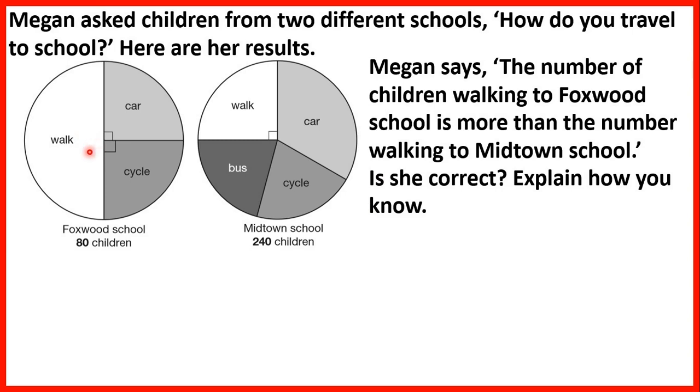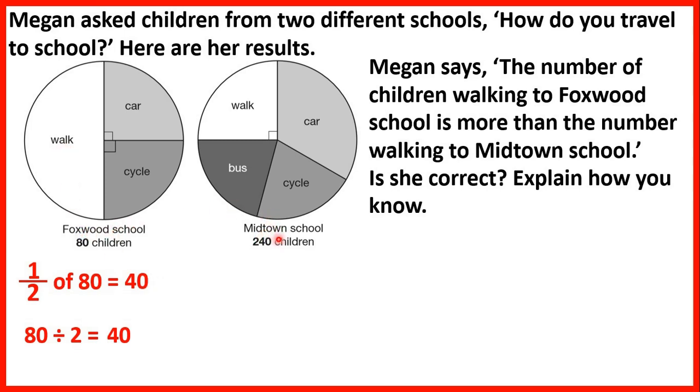Well, let's find the number of children walking to Foxwood School. We can see that for walk we have half of the pie chart, and we know that it's half because we know that this line here is a straight line because we have two right angles for car and cycle. So we can find half of 80. Remember, to find half we can divide by 2, so divide by the denominator, and 80 divided by 2 is 40, so we know that 40 children walk to Foxwood School.